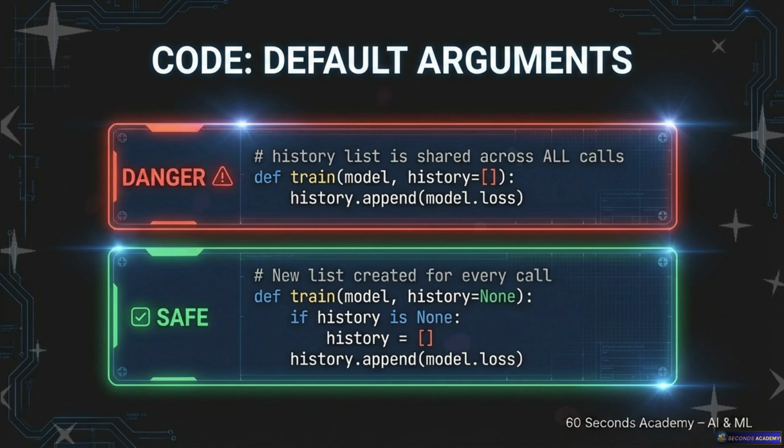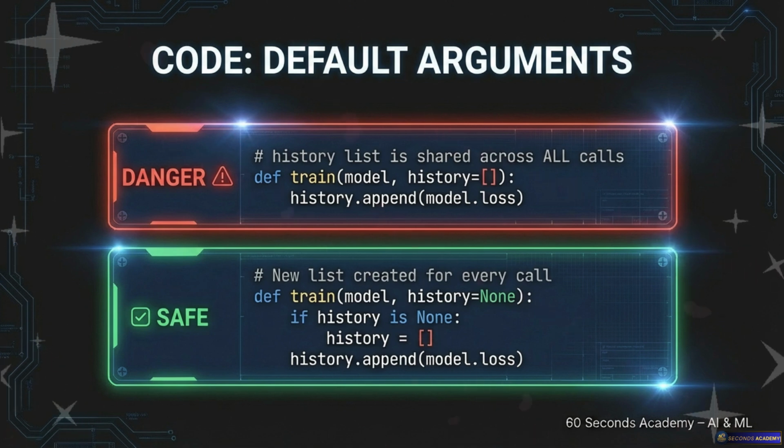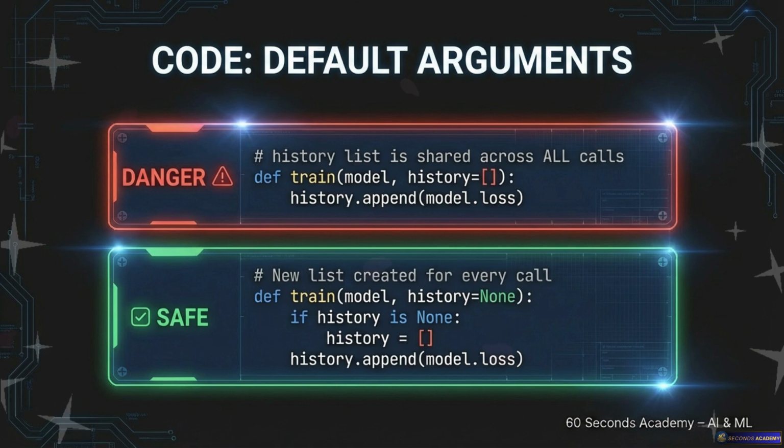Now, I will play devil's advocate for a moment. This behavior is actually intentional in Python. Intentional. Why would anyone want a zombie list? It allows for caching. If you want a persistent object that remembers state between calls, like a memoization cache, you can use a mutable default argument. It's a hack, but it works. Okay, fair enough. But for 99% of us who just want an empty list, how do we kill the zombie?